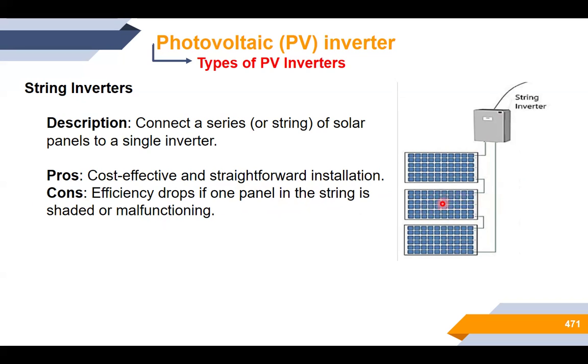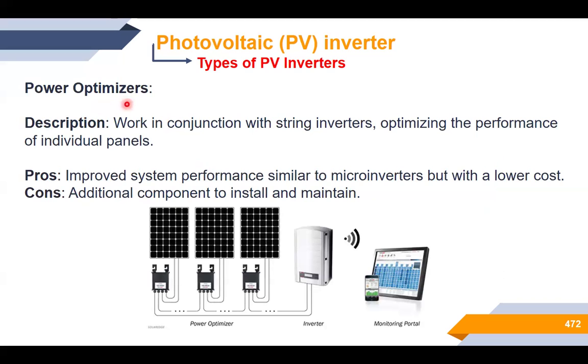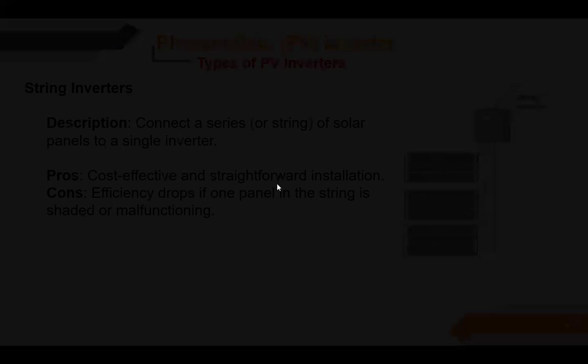If we have a shaded module in this situation, we will have a loss in performance in the overall system. But if compared with the central inverter, we will have fewer losses in the same situation of shading. We have the so-called power optimizer, which can be connected in conjunction with the string inverter, to prevent the problem of shading.